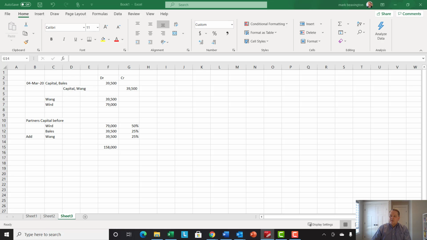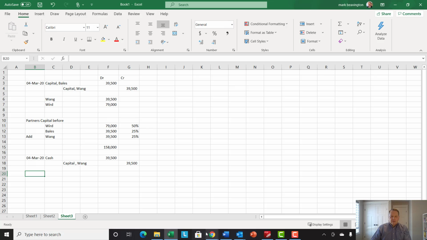The next thing we've got to do is the journal entry, and this one's pretty easy too. Again, it's March 4th of 2020, if that's the date. We know that Wang put $39,500 into the account. So that's a debit to cash of $39,500 and a credit to capital Wang for $39,500. And then we'll have these partners with all of these capital accounts like that.